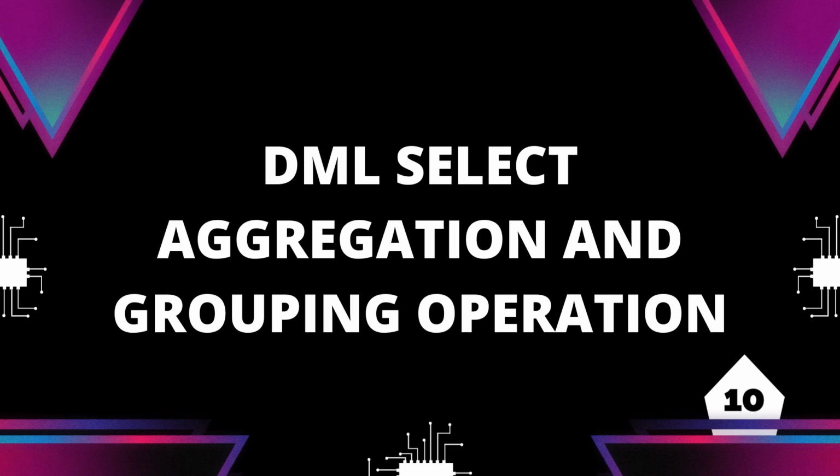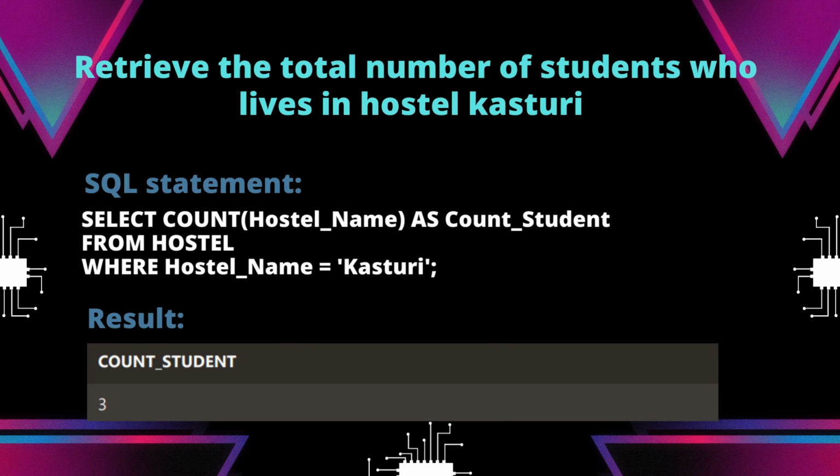Next, for DML select aggregation and grouping operation. The example is retrieving the total number of students who live in hostel Kasturi. For the SQL statement, we count the number of hostel names and set the name to count student for the result, and we retrieve the data from table hostel, where the hostel name is Kasturi. So the result is shown in the table below.